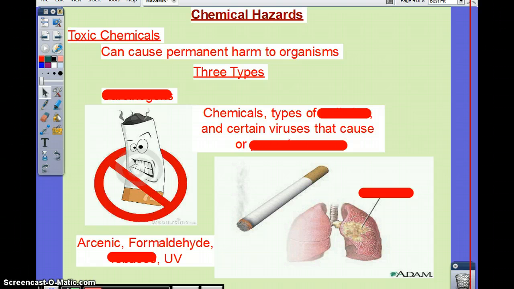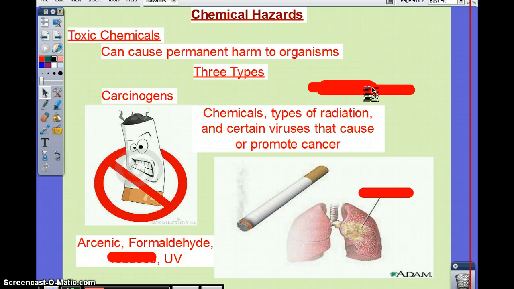Chemical hazards are categorized into specific groups. We could start with toxic. Anytime a chemical can cause permanent damage to an organism when inhaled or ingested, that's considered toxic. And there are 3 types. Anybody know what the first one is? Carcinogens. Good. Chemicals that include radiation or certain viruses that cause or can lead to cancer. Some examples that we've referenced in class: formaldehyde, tobacco or cigarettes, UV, and arsenic.